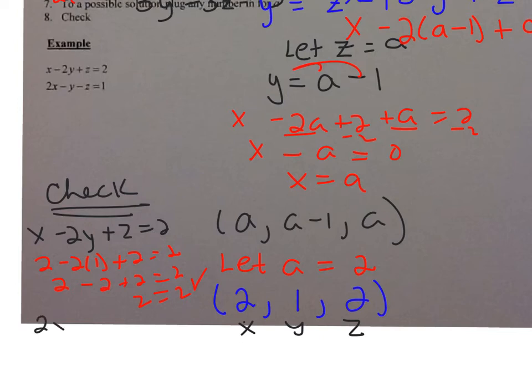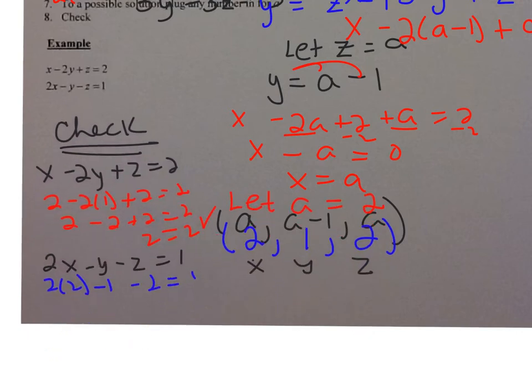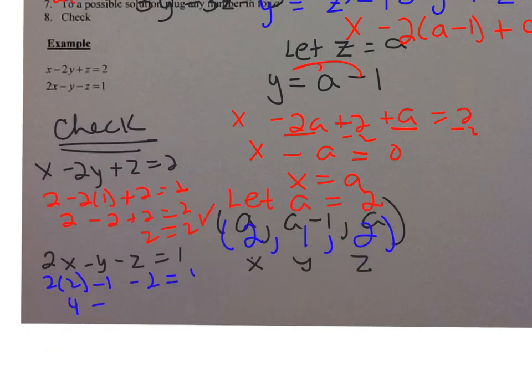Now I'm going to try 2x minus y minus z equals 1. So it's 2 times 2 minus 1 minus 2 equals 1. So this is 4 minus 1 minus 2 equals 1. So 4 minus 1 is 3, minus 2 is 1 equals 1, and that checks. All right, so flip it over, and we'll try another one.